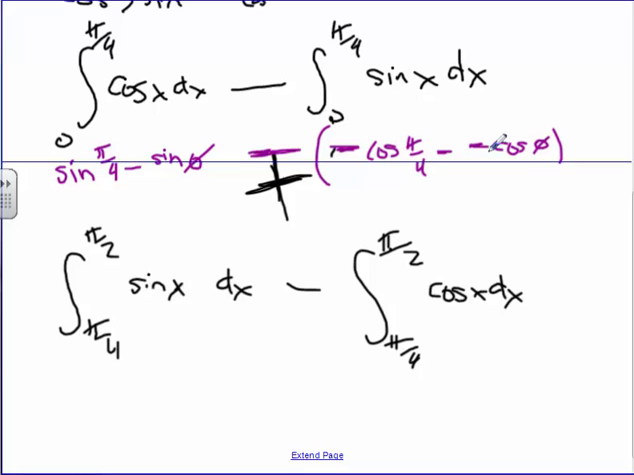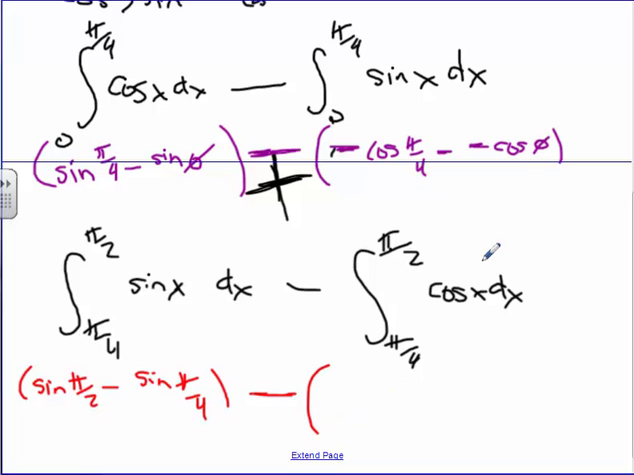Because negative cosine would give you sine. This negative sign came from here. It's almost like I should put a bracket around that too. And then this cosine right here is pi over 4, and this cosine is 0. So, in my next section, I've got to do the exact same thing. I've got to do the sine of pi over 2 minus the sine of pi over 4. And then after that, I've got to subtract.